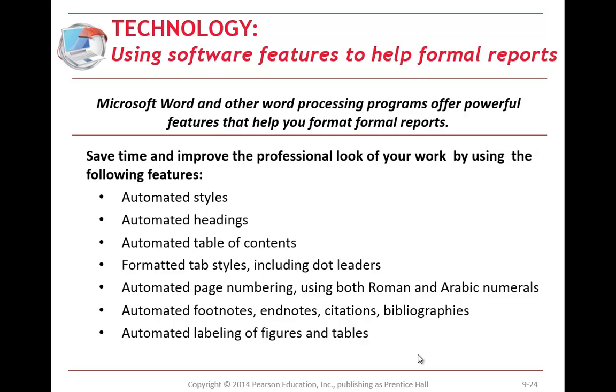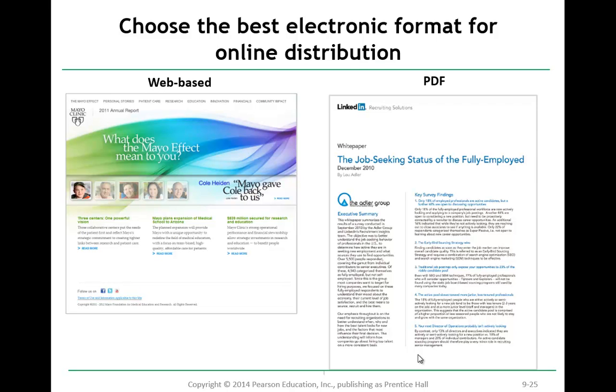When we talk about technology and features in formal reports, learn about all the features to help you with program files. Always choose the best electronic format when it comes to your online distribution. Internal reports are typically emailed to recipients. You may distribute a report as a native file, a file in its original program, such as Word, or as a PDF, which is a portable document format. I strongly encourage PDF for readability. Many companies publish their annual reports and other documents in PDF or other web format. For external reports, deciding on the best electronic format can be far more complicated.